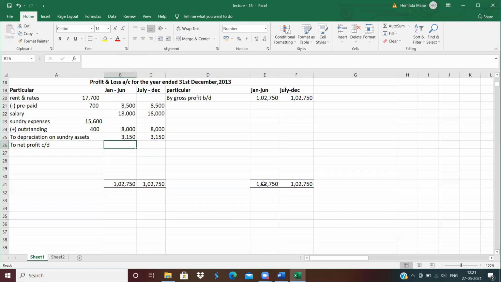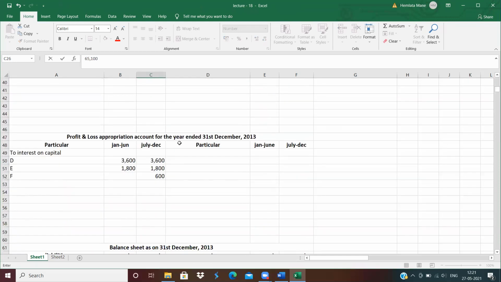So how much is the net profit? Calculate the amount carefully. 1,02,750 minus 8,500 minus 18,000 minus 8,000 minus 3,150 means 65,100. Right? Here also the same amount, 65,100.